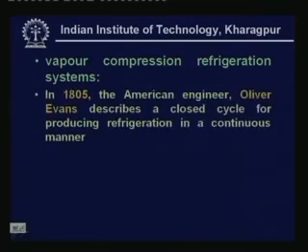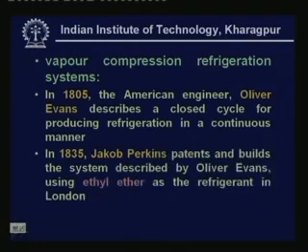The concept of Vapour Compression Refrigeration Systems was first given by Oliver Evans, an American engineer, in 1805, but we really do not know whether he built a system based on this principle or not. The credit for building an actual Vapour Compression Refrigeration System goes to Jacob Perkins. In 1835, he built a complete system using ethyl ether as the working fluid. Even though this system worked very well, it was not a commercial success.